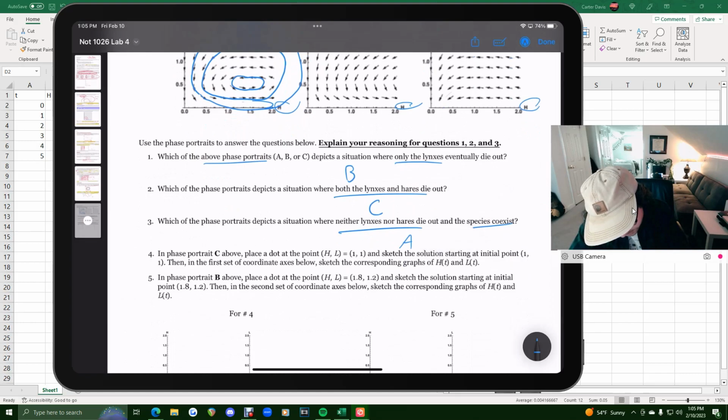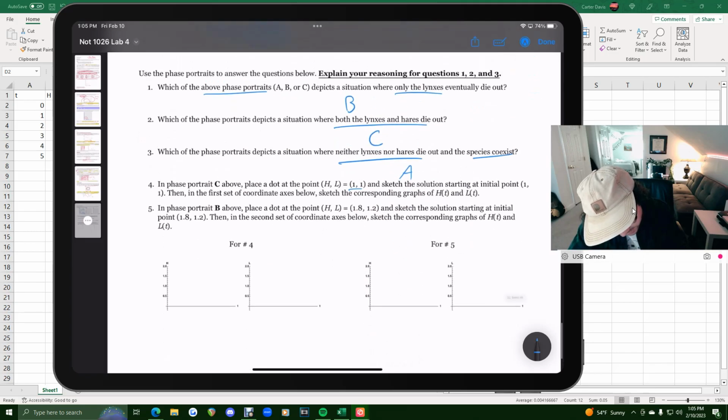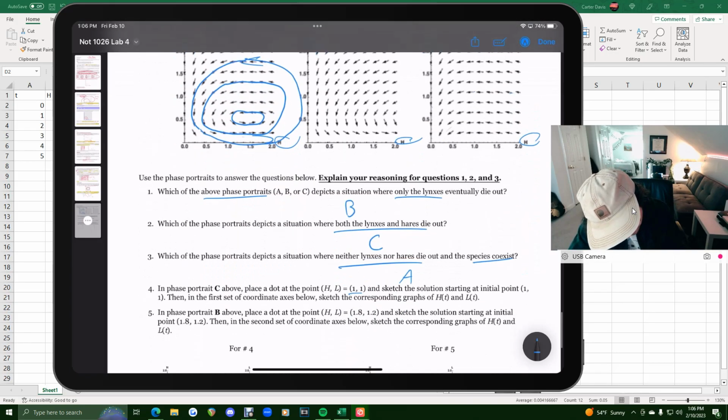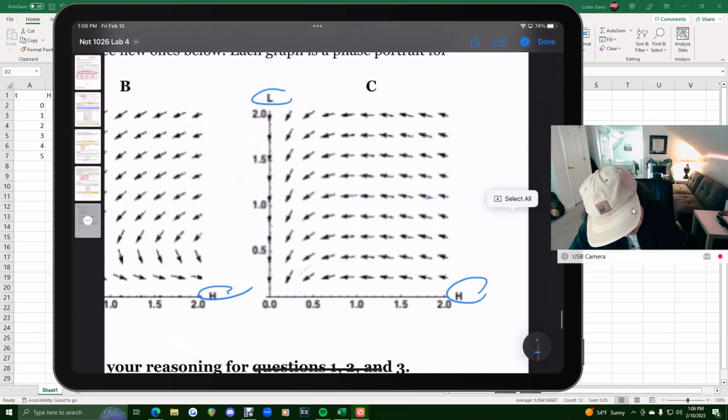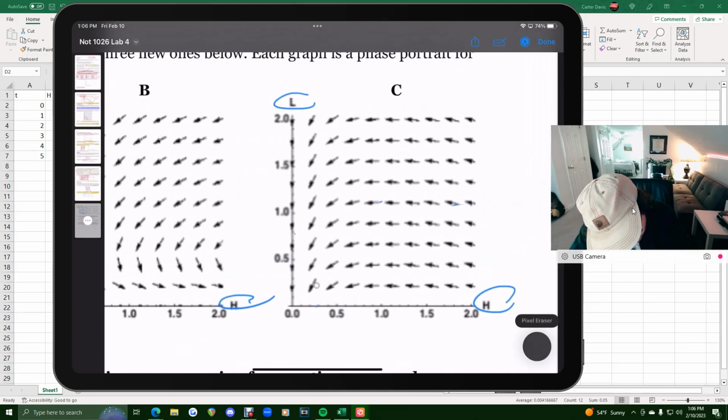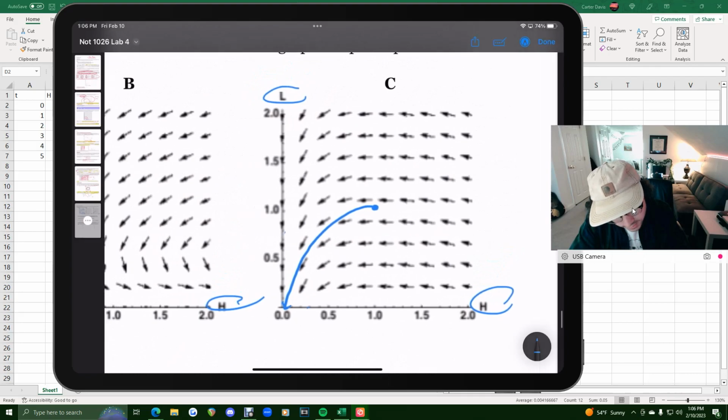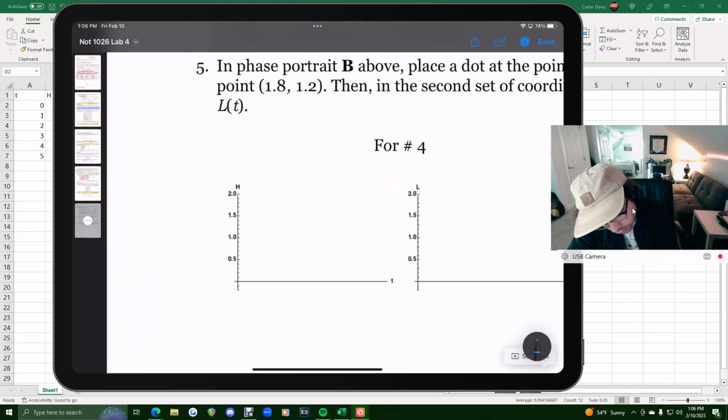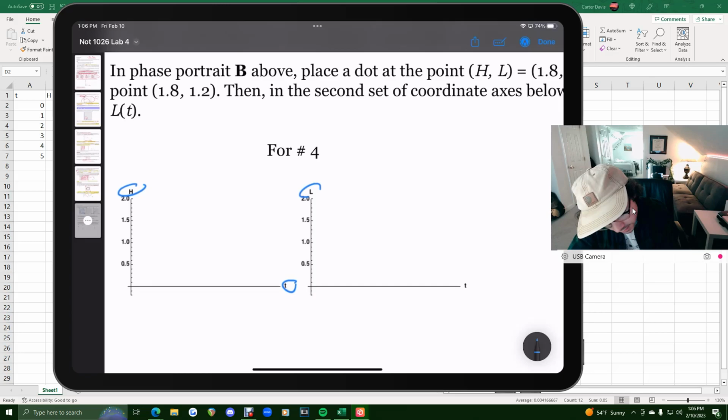Then in phase portrait C, place a dot at 1, 1, and they want us to do the same thing we did a moment ago. So if we look at 1, 1 on this graph here, get rid of the details. 1, 1, we're looking, oh gosh, like right here. They want us to sketch a graph, right? So we'll sketch the solution. A little rough one there, but seems all right. At 1, 1, they want us to make 2 graphs, one for H of t and one for L of t.